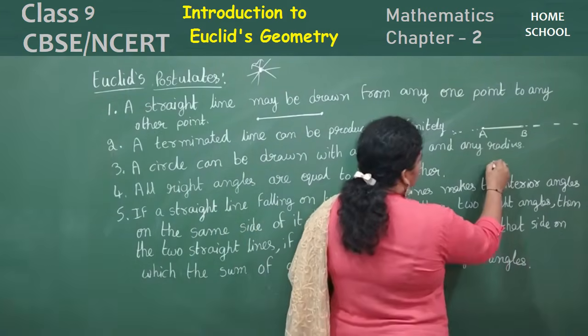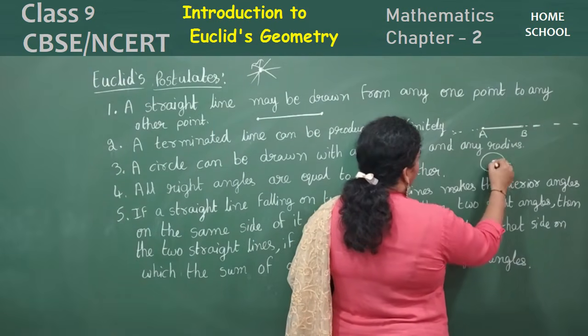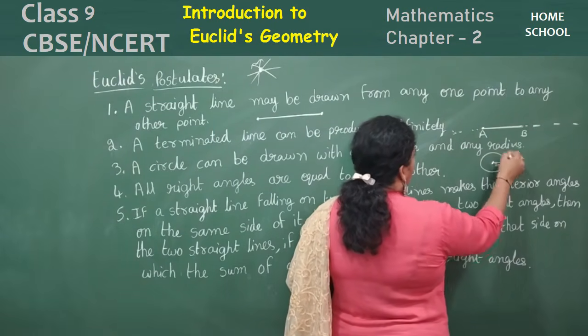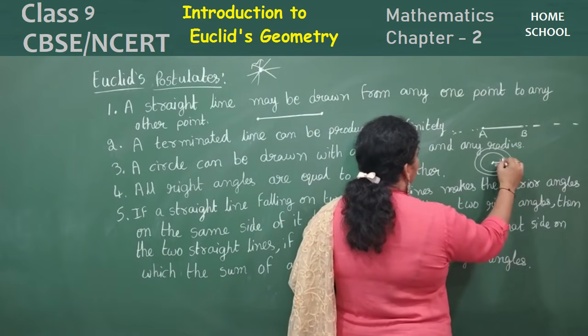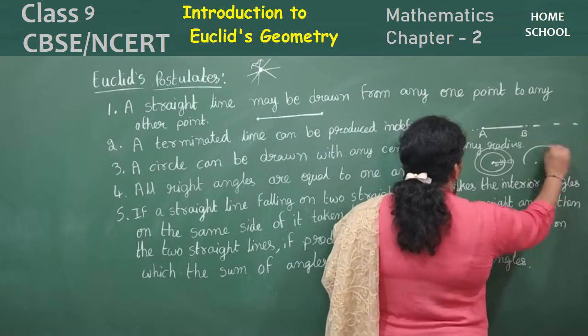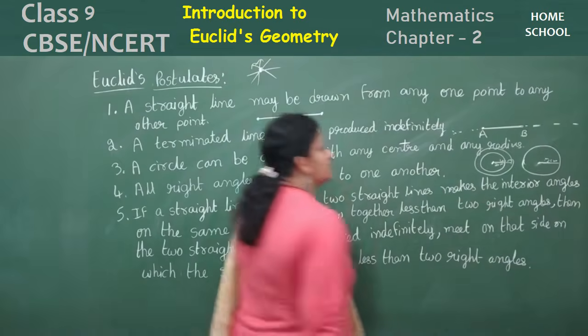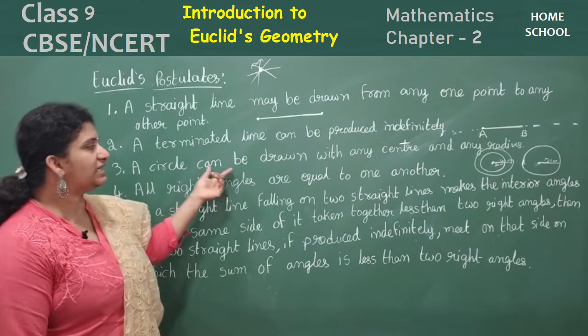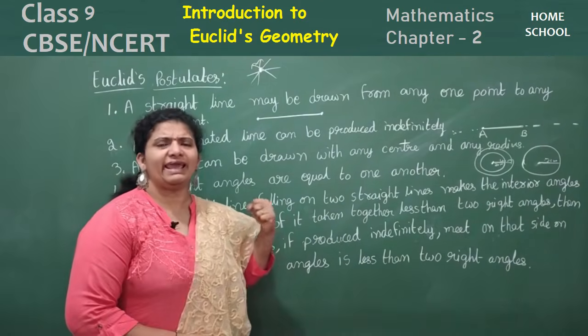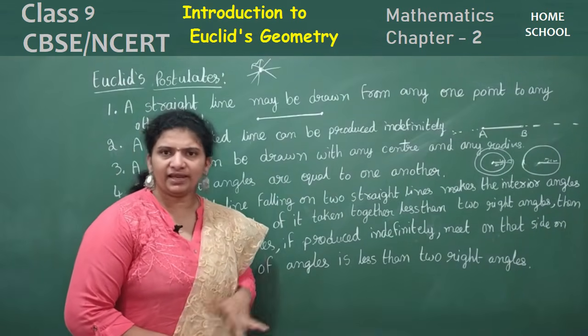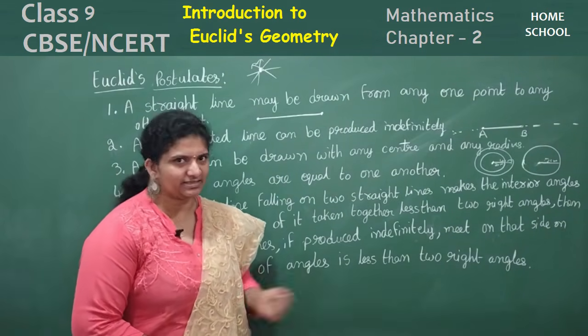So look here, suppose with a 2 centimeter radius I draw a circle, and with 4 centimeters I draw another circle, or I may draw another circle with 2 centimeters there. Dear children, a circle can be drawn with any center and any radius. We call that a circle.